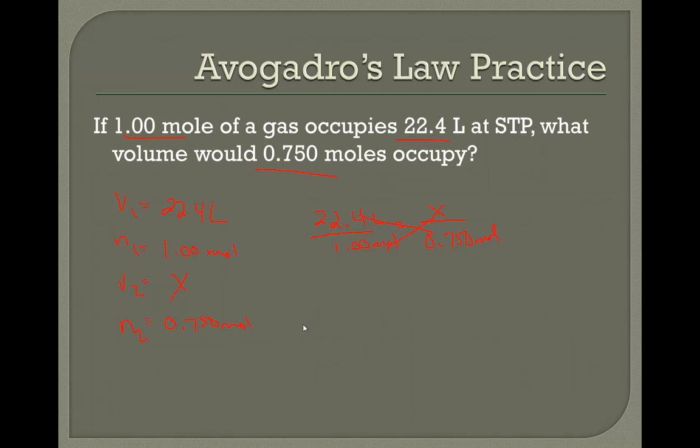liters times moles, equal to 1.00 moles times X. Divide both sides by 1.00 moles, and we get rid of that unit, moles. So we have 16.8 liters is equal to X. That gives you an explanation of the 3 gas laws.